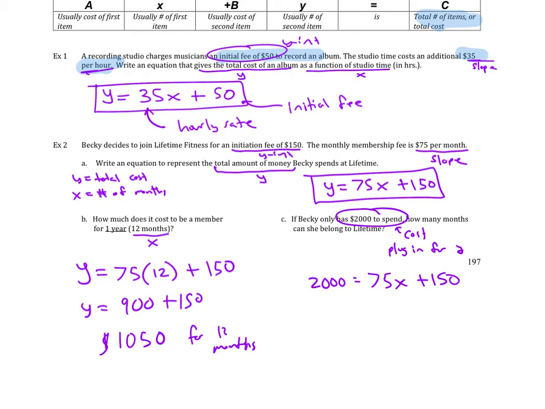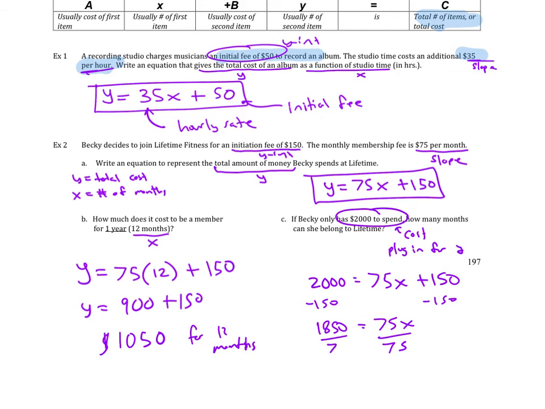So here, we're trying to find x. We want to solve for the number of months. And so I'm going to subtract 150 and get 1850 equals 75x. Then I have to divide that by 75.